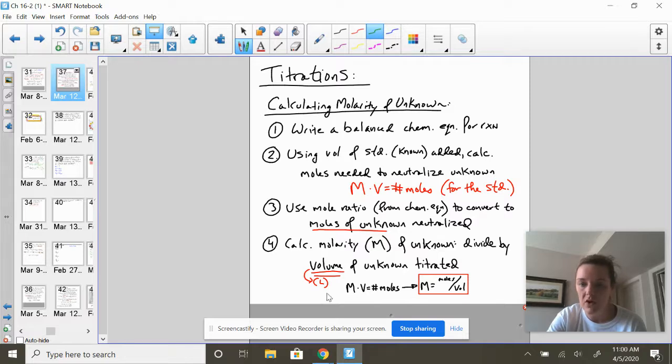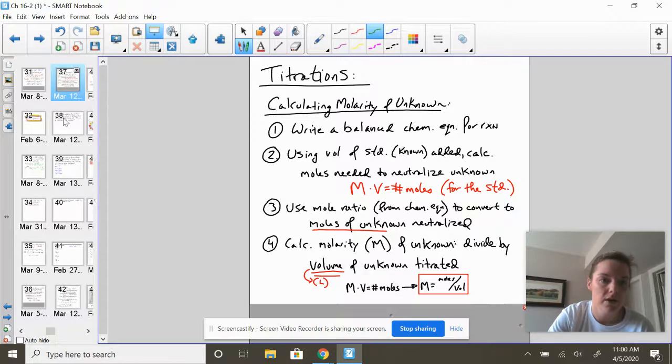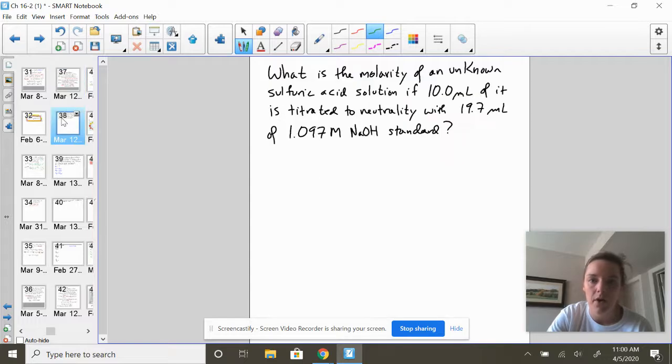Okay. So we are going to do some examples of these to illustrate these steps, but I know some of you like to see all the steps outlined before the example. So here it is in words. Let's do it with numbers. We're going to do one example here. What is the molarity of an unknown sulfuric acid solution if 10 milliliters of it is titrated to neutrality with 19.7 milliliters of 1.097 molar sodium hydroxide standard?